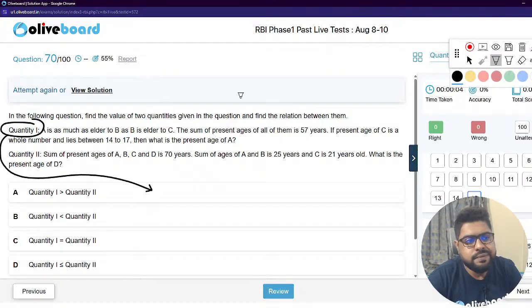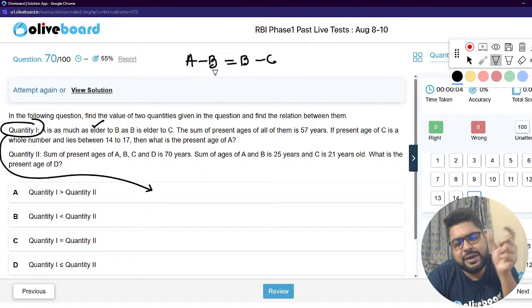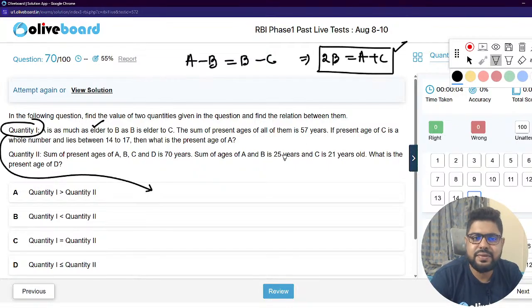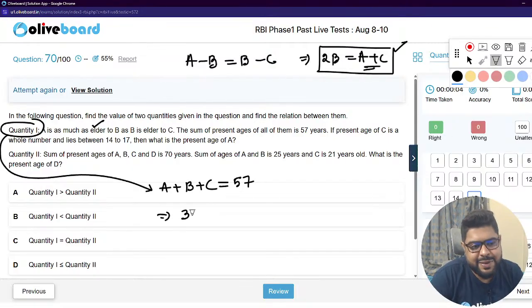Okay, A is as much as elder to B as B is elder to C. A minus B is equal to B minus C. Whatever is elder to B, B is elder to C, meaning it is nothing but an AP. 2B is A plus C. Now, sum of all of them, A plus B plus C is 57. So, just put A plus C is 2B. So 3B is 57. So that means B is what, sir? B is 19.